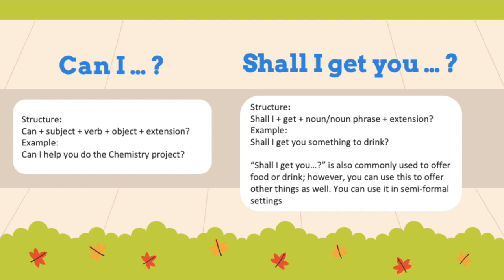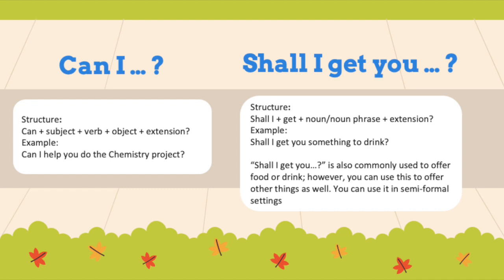The structure for can I is can plus I plus verb plus object plus extension. For example, can I help you do the chemistry project? Shall I get you? The structure is shall I plus get plus noun or noun phrase plus extension. The example, shall I get you something to drink?